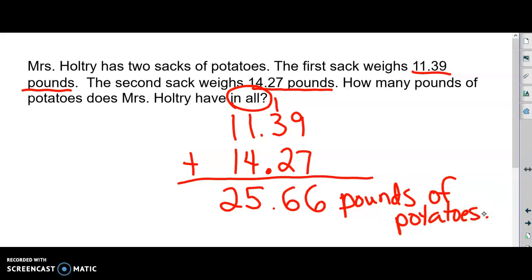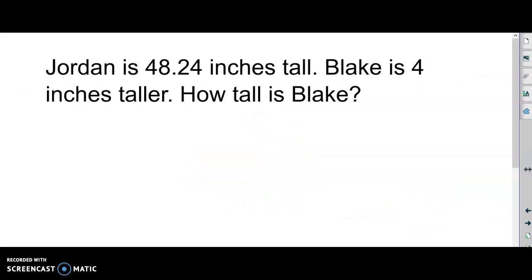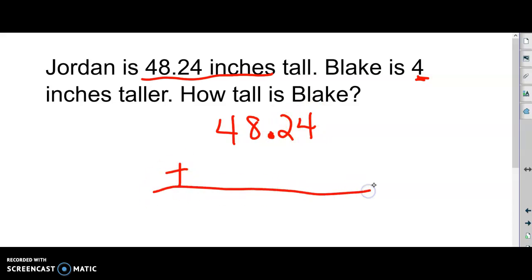Okay, so our next one is going to be a little bit more challenging. Jordan is 48 and 24/100 inches tall. Blake is 4 inches taller. How tall is Blake? So Jordan is 48 and 24/100 inches. Blake is 4 inches taller. So we have to add 4 inches to Jordan's height to get Blake's height.